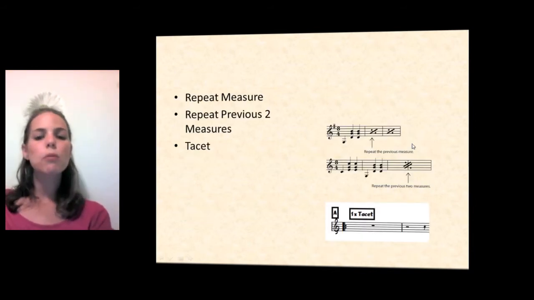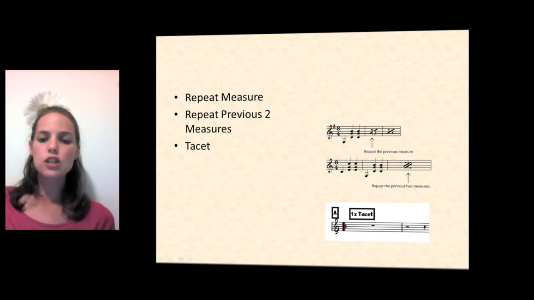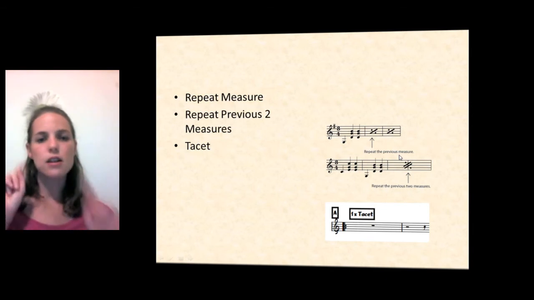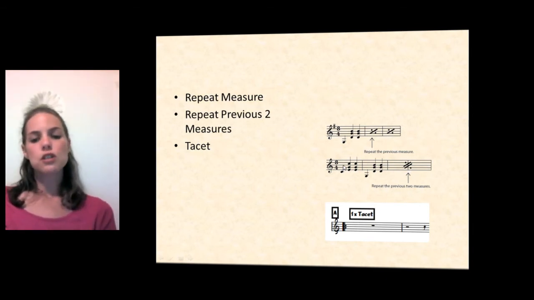Now, sometimes we want to repeat a measure. So, if I want to repeat a measure one time, it'll look a lot like a percentage sign. It's a slash with 2 dots, and that means to play the previous measure. If I want to repeat the previous 2 measures, I'll put 2 slashes and 2 dots. And that means repeat the previous 2 measures.